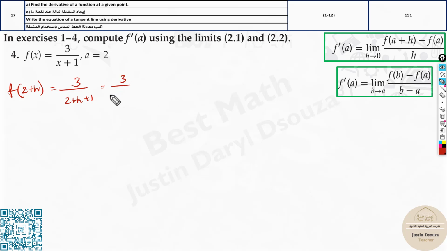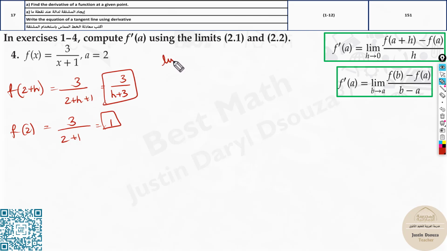It's going to be 3 divided by h plus 3. Why? Because h plus 1, 2 and 1 will be 3. Next we have f of 2. It's not f of 1 anymore because the value is 2. So this is going to be f of 2. That will be 3 divided by 2 plus 1, which is 3 divided by 3. It's 1. So these are the two terms which we require.